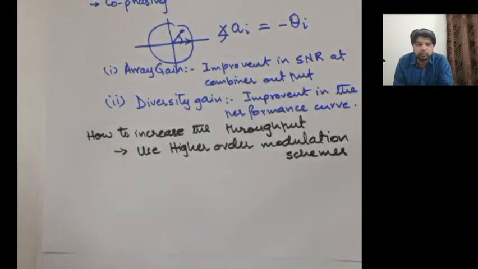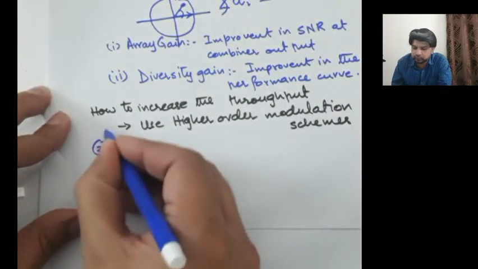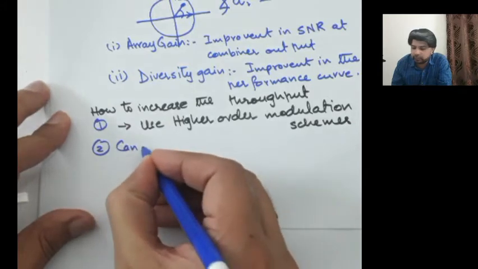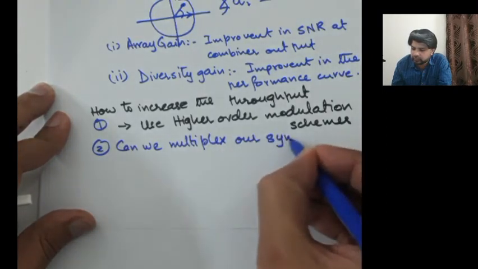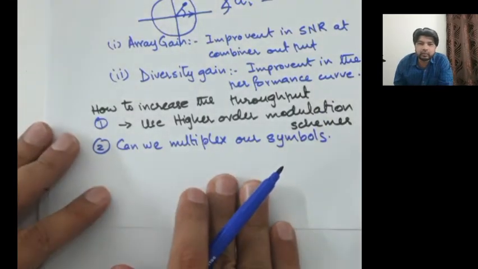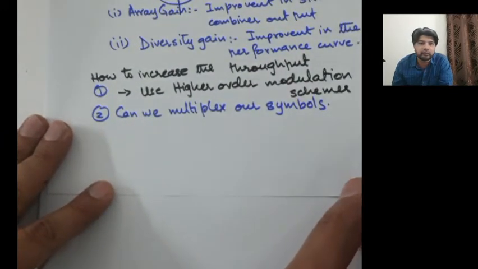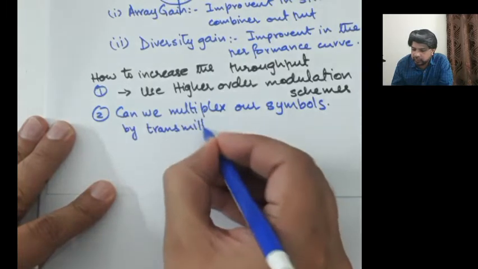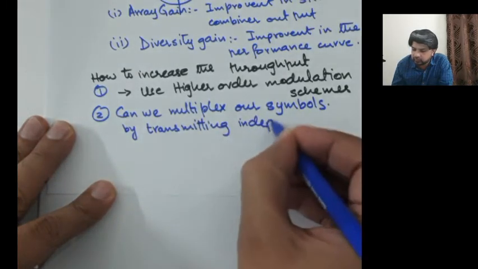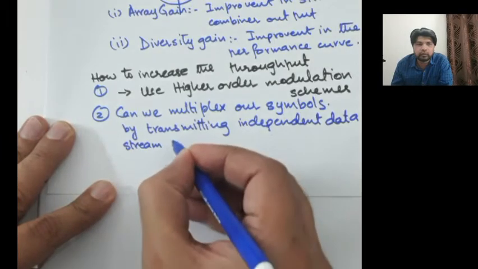Another way, which is probably a more direct way, is: can we multiplex our symbols, right? So this was the first way, and the second way is, can we multiplex our symbols? What does it mean? That means if we have multiple antennas at the transmitting end and multiple antennas at the receiving end, can we transmit independent data streams, by transmitting independent data streams from different antennas?